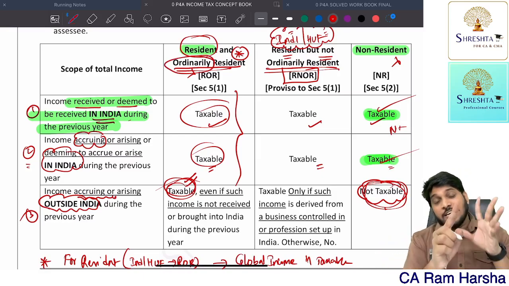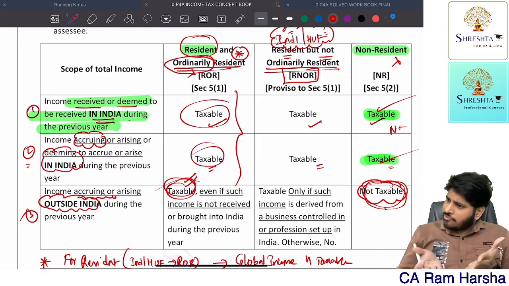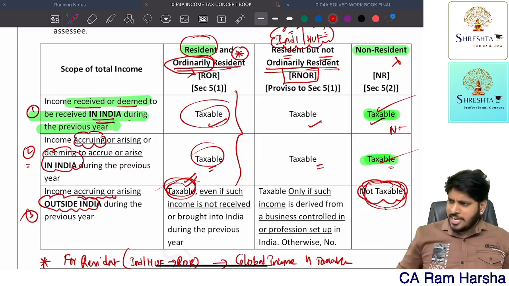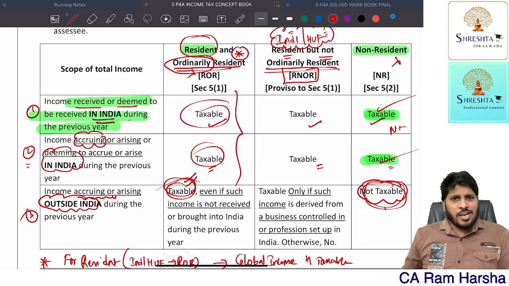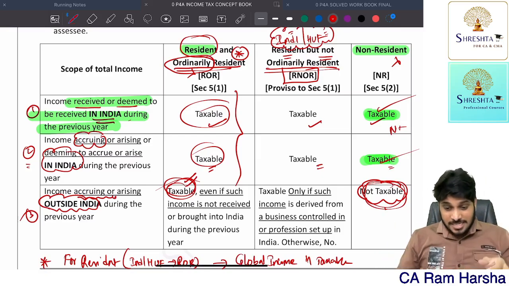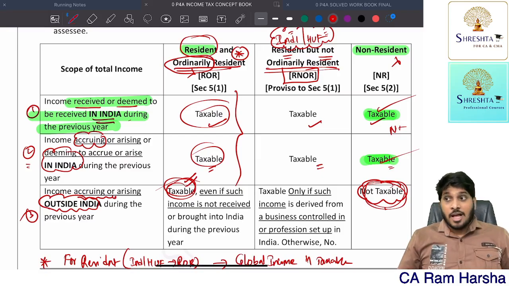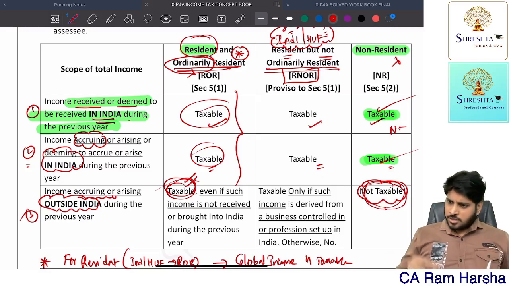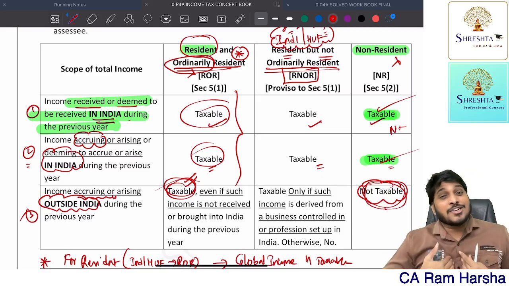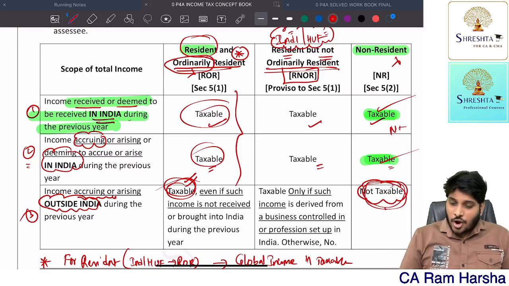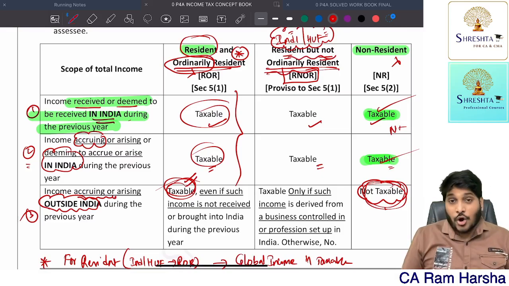What is resident and ordinarily resident? He is a resident in India for this year, and not only this year, in the last years also he stayed in India. Resident and ordinarily means he is a resident in India for the current year, and even in the past he is a resident. Suppose I am a foreign citizen. I came to India. This full year I stayed in India. This year I am a resident. But am I ordinarily resident? No. So we call him resident but not ordinarily resident.